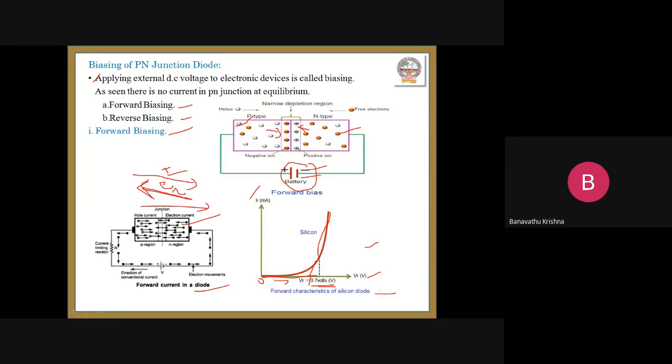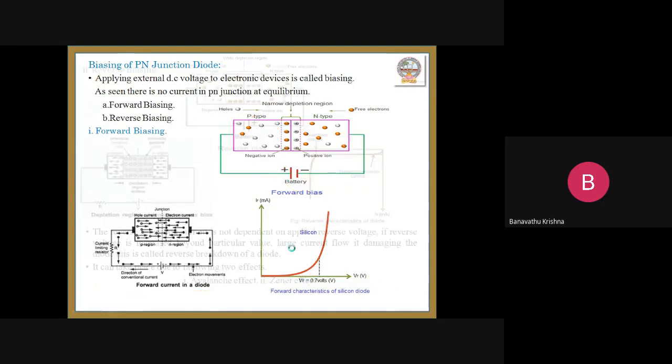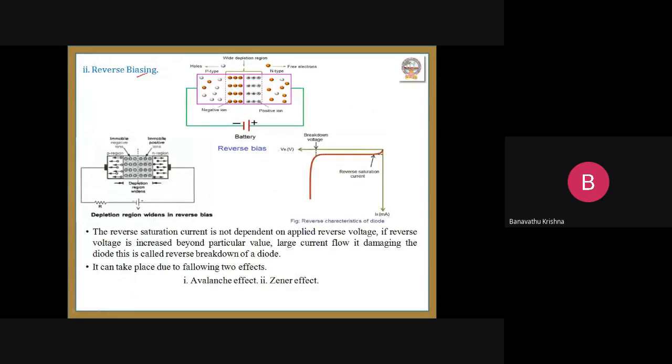A large number of majority charge particles, the electrons, are moving towards the p side, and holes are moving towards the n side. Then the current is generated. This current is nothing but hole current. Sorry, electron current. This is the forward bias condition. Coming to the reverse bias condition. Okay, this is the reverse bias condition.